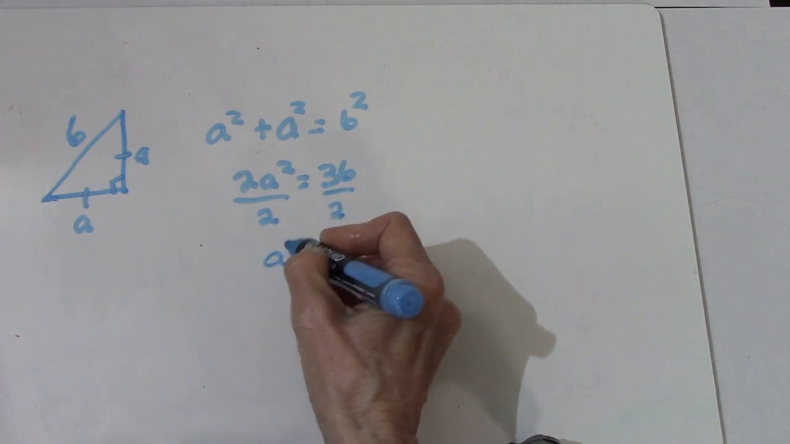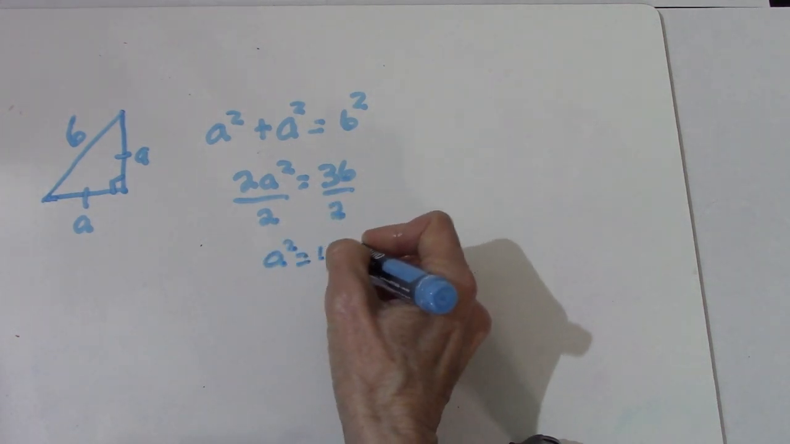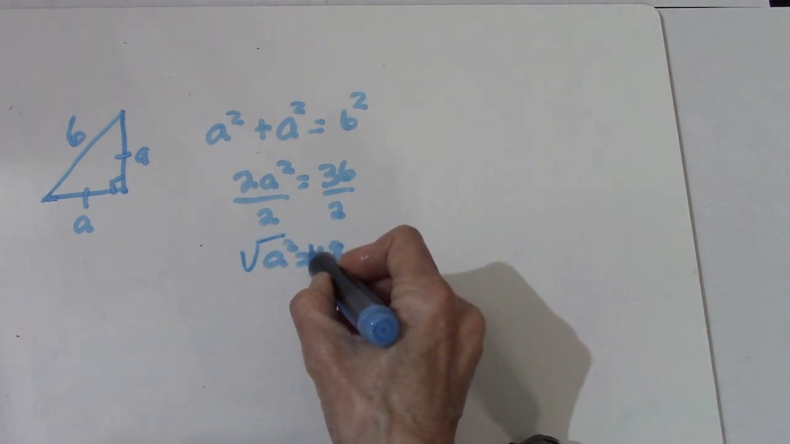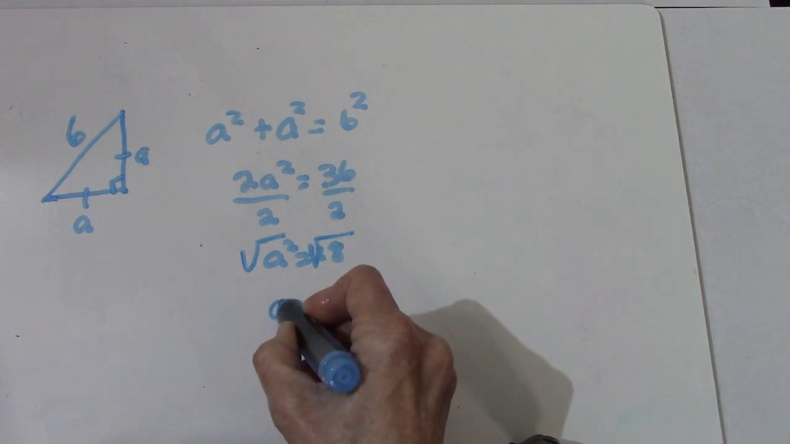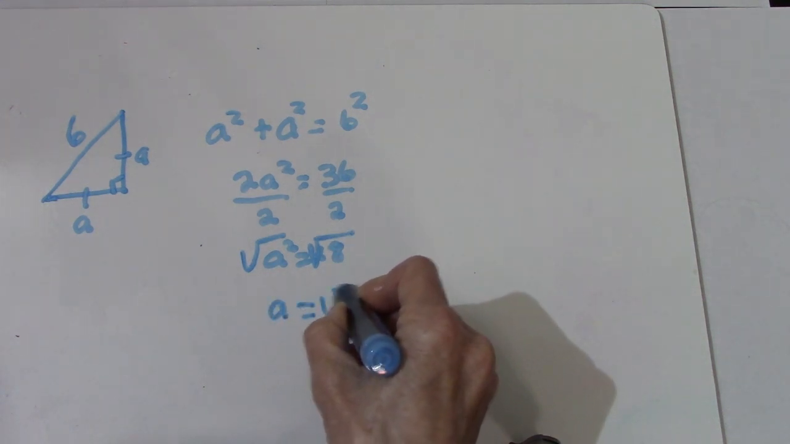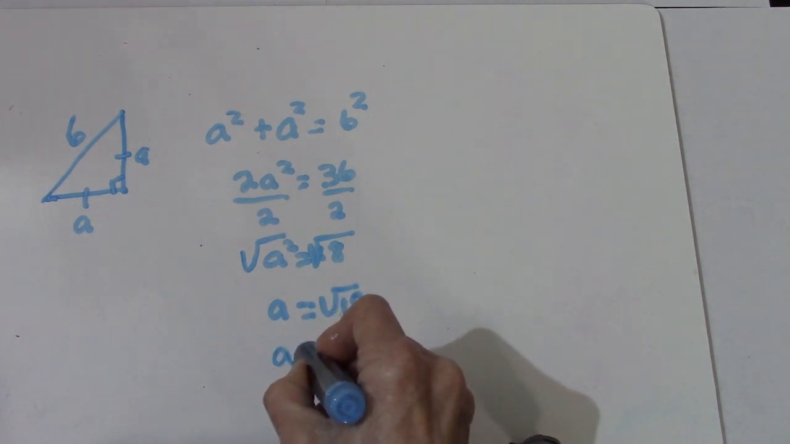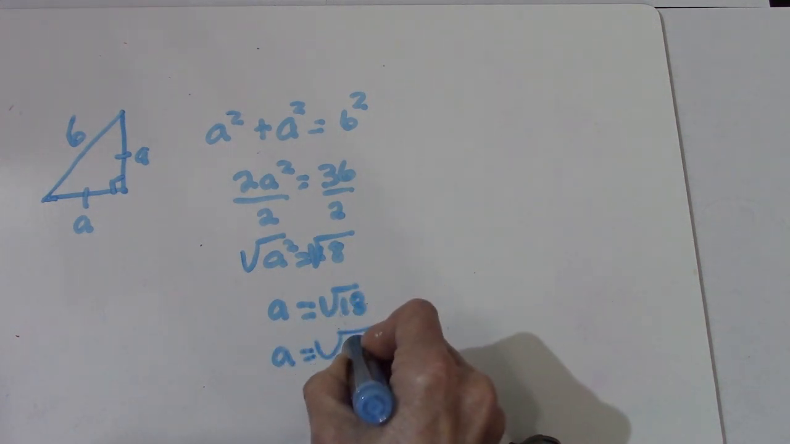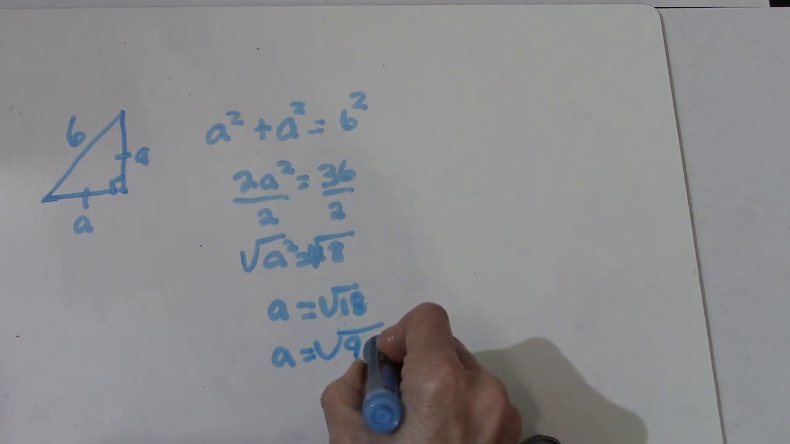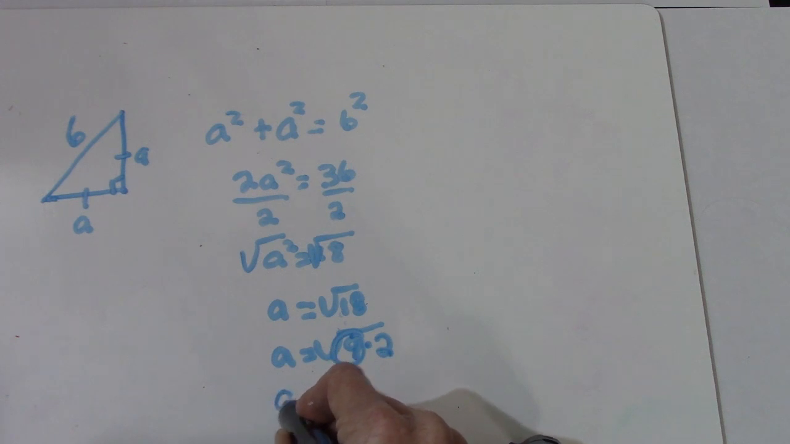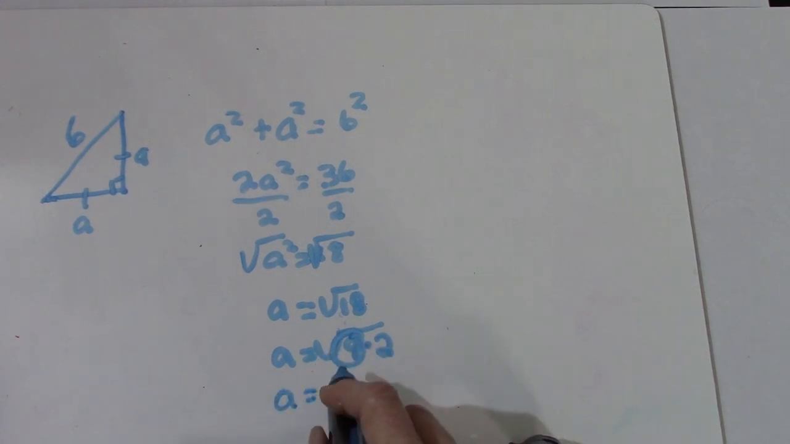And I have that A squared equals 18. Take the square root of both sides, and I get that A equals the square root of 18. And when I go to factor that, I get A equals the square root of 9 times 2. The square root of 9 is 3, so then A equals 3 square root of 2.